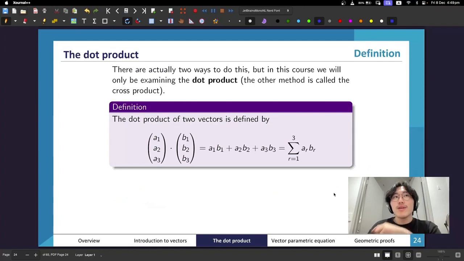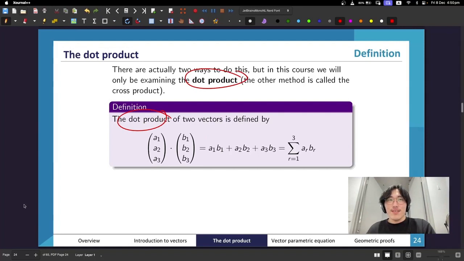Okay, I talked about the two different methods before. We're just going to worry about the dot product. Let's red circle it. Dot product. You've learned this in Extension 1. In Extension 1, you would have seen (a1, a2) dot (b1, b2) equals a1b1 plus a2b2.